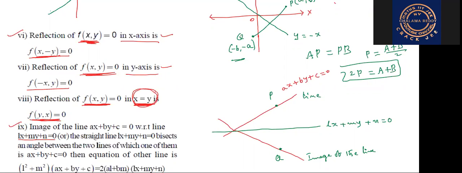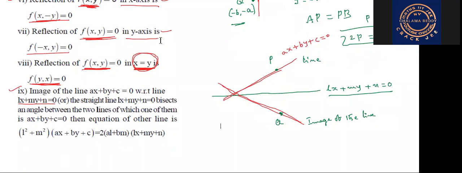So let P be a point on the line. Q is the image of the point P with respect to the line Lx + My + N = 0. This is the image. So finally, this is the given line, and this is the image of the line with respect to Lx + My + N = 0.